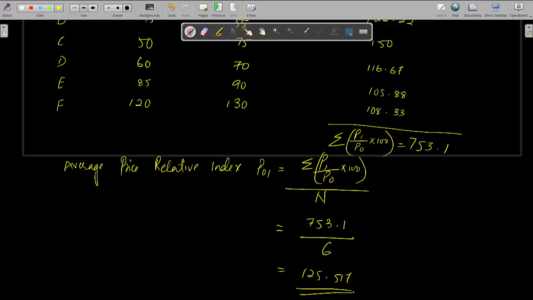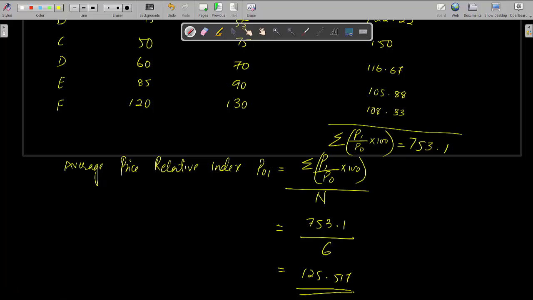The calculation of weighted price index is a little difficult, as in you will have to memorize the formula or understand the formula, but for unweighted, the formulas are very simple. Clear? So we have already finished the two methods. First one is simple aggregate method, and the second one is average price relative method.